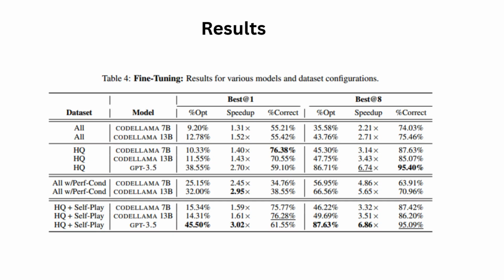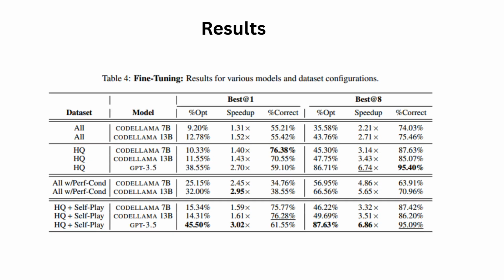The final strategy is self-play, where synthetic optimization examples are added to the training data. Adding synthetic data generally increases the percentage of programs that can be optimized, suggesting that the additional examples help the model generalize to unseen programs. The best overall model in the paper is GPT 3.5 fine-tuned on the high-quality dataset augmented with self-play data. This model achieves 87.63% optimized programs, 6.86 times average speedup, and over 95% correctness.